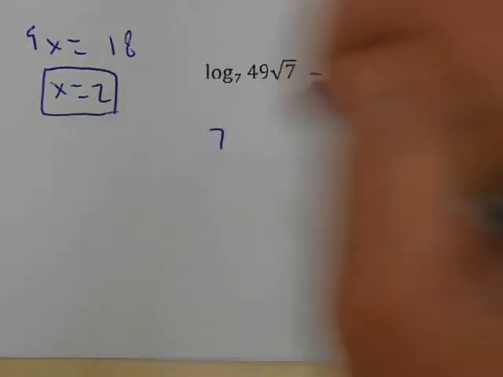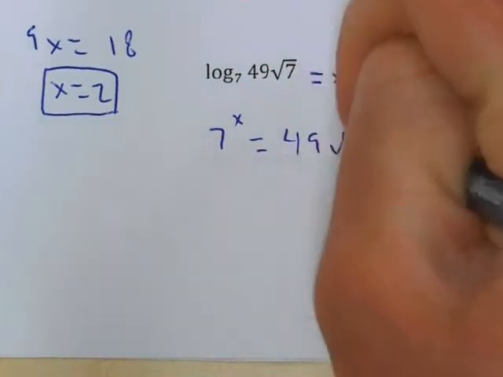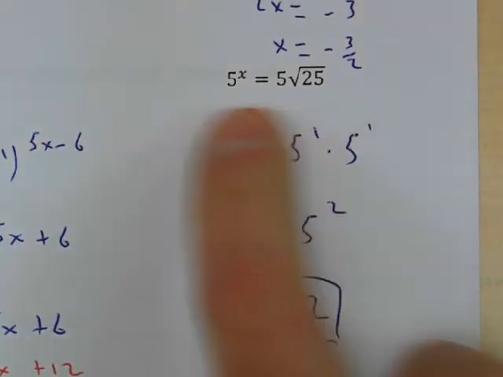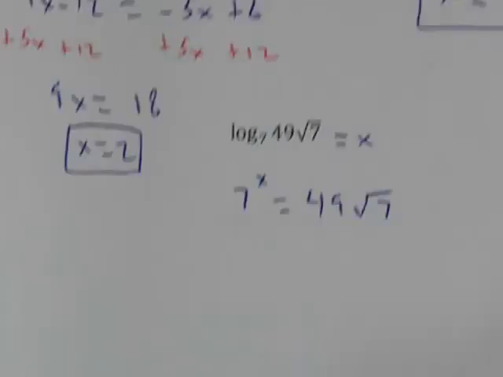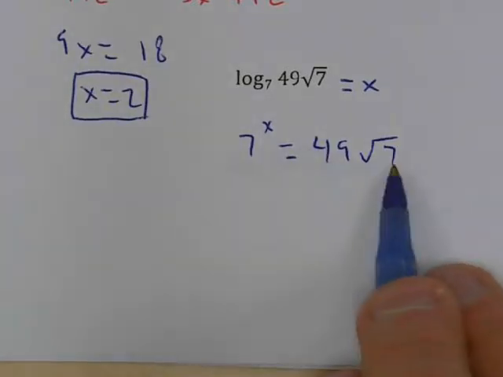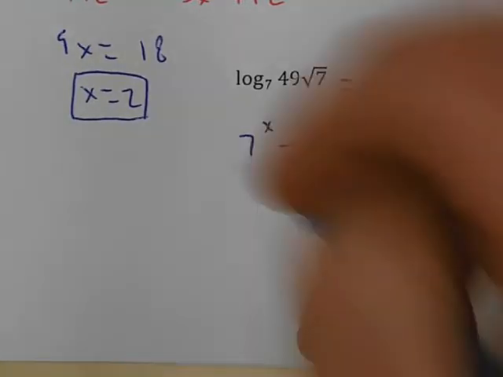So we get 7 to the x equals 49 times root 7. Okay, so this is kind of like that problem we did up here, where I want to write all three parts with a common base. So what's my common base going to be between 7 and 49 and 7? Well, it's going to be 7. This is already 7 to a power, great.